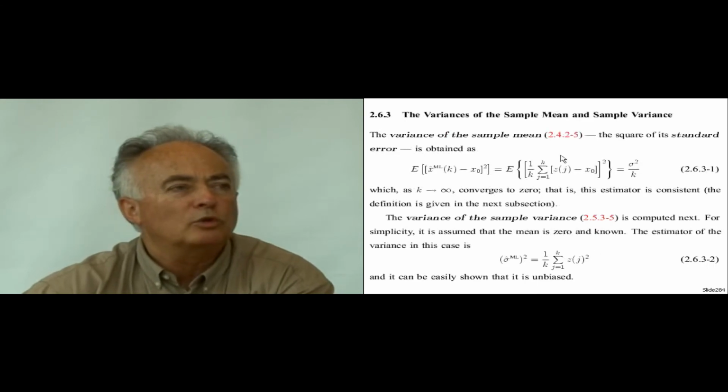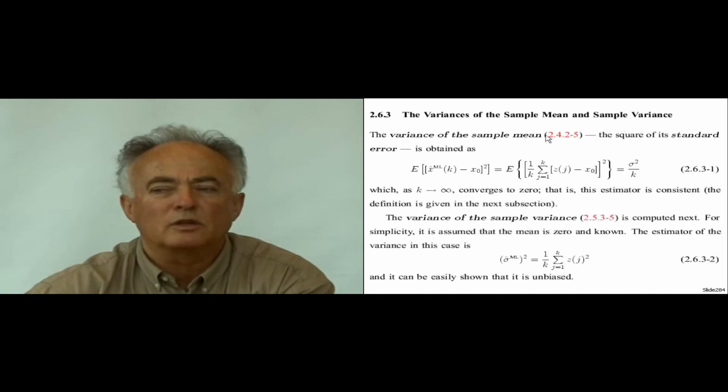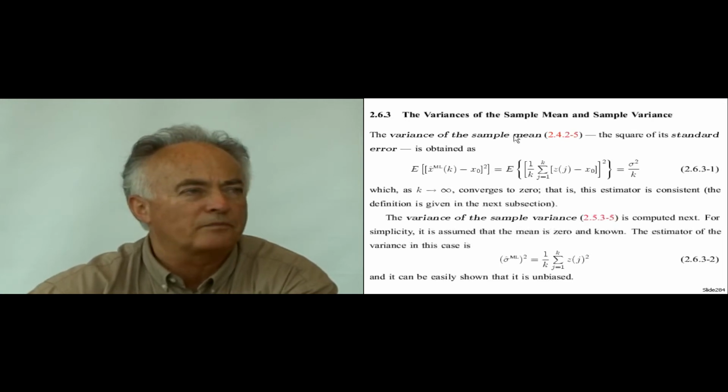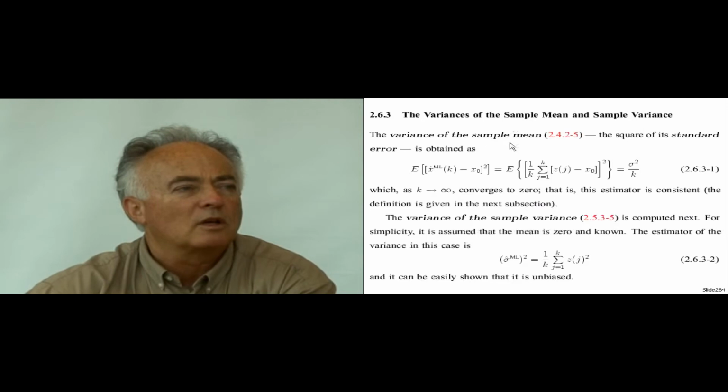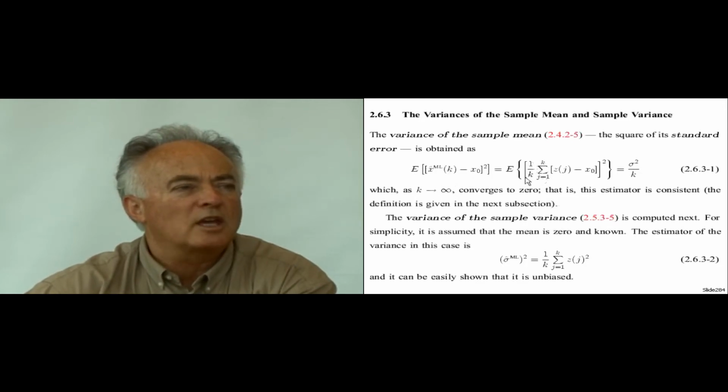Now, let's go to the sample mean and the sample variance and calculate these measures of quality. The sample mean, the variance of it, which really will be the standard error in estimating the mean of a bunch of random variables with common mean, and in this case common variance, they are IID. X hat ML was 1 over k sum of zj.